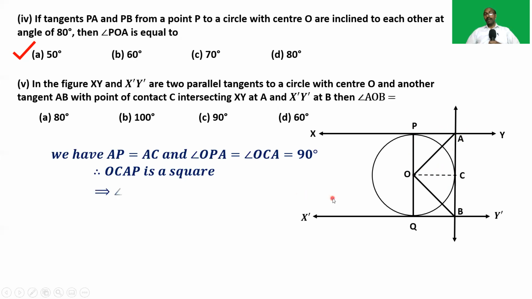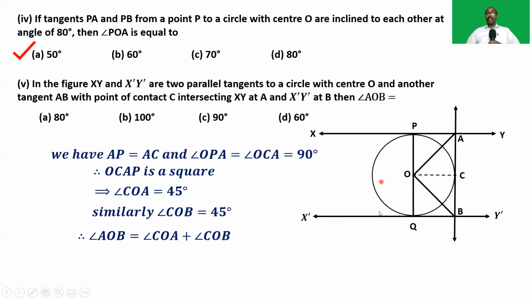So angle COA is equal to 45 degrees because we know that angle POC is equal to 90 degrees and OA bisects the angle at O. So that angle COA is equal to 45 degrees. And similarly, we can show that angle COB is equal to 45 degrees. Now, the angle AOB is the sum of angle COA and angle COB. So angle AOB is 45 degrees plus 45 degrees, which is equal to 90 degrees. So the right option is C, 90 degrees.